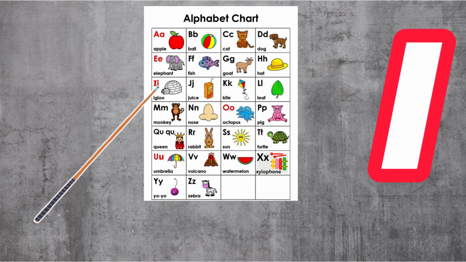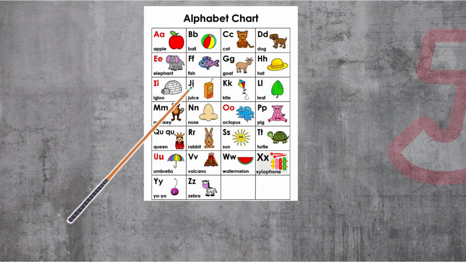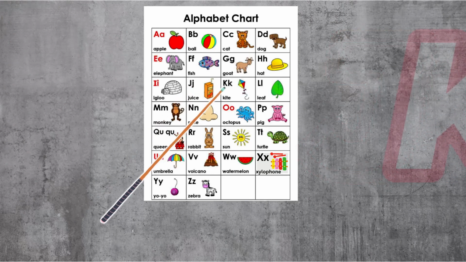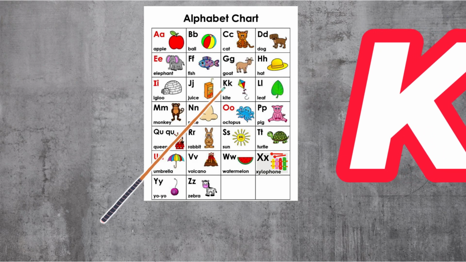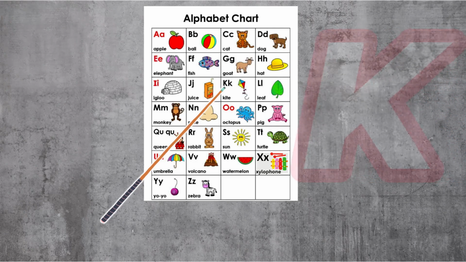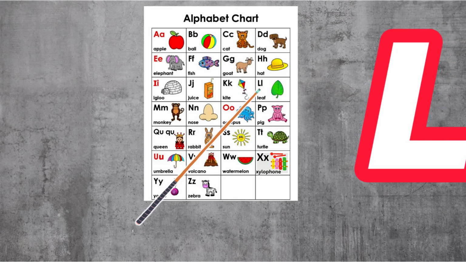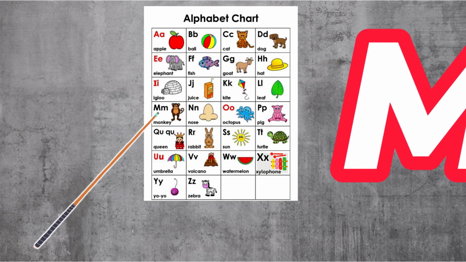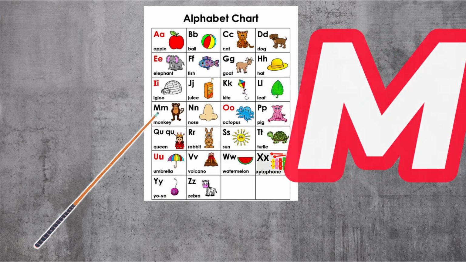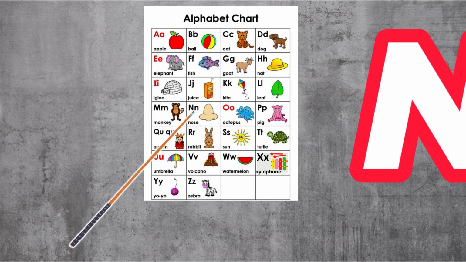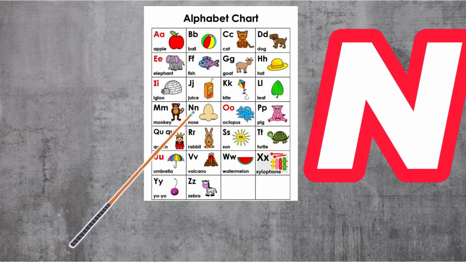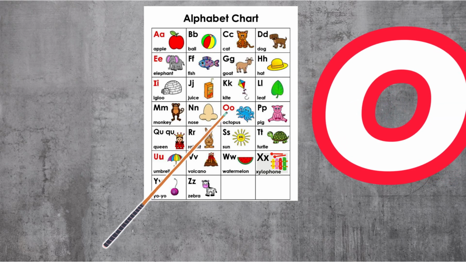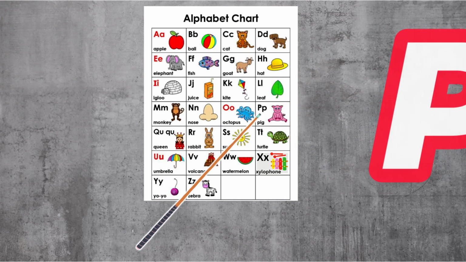I for igloo. J for juice. K for kite. L for leaf. M for monkey. N for nose. O for octopus. P for pig.